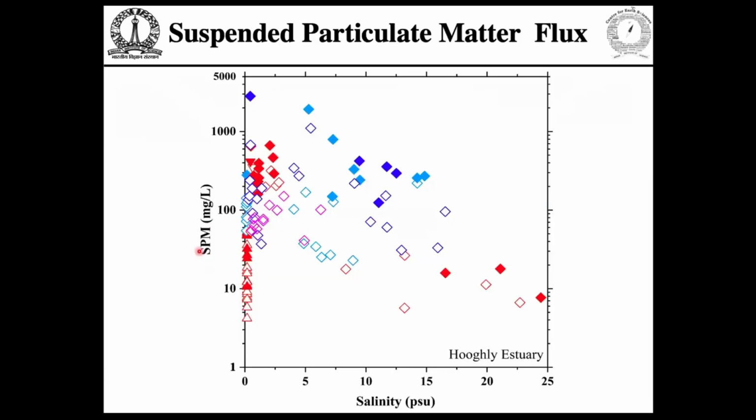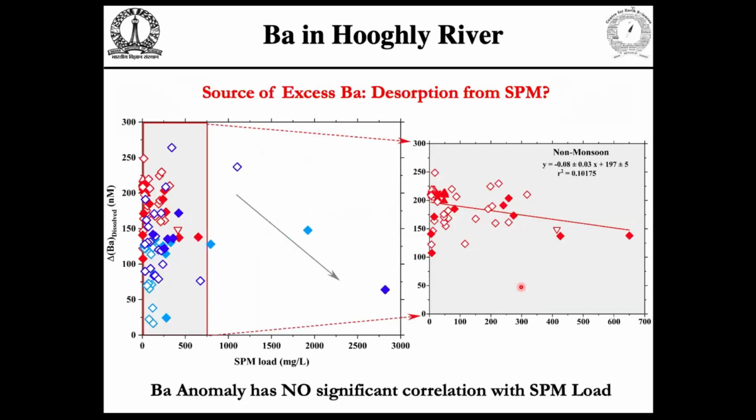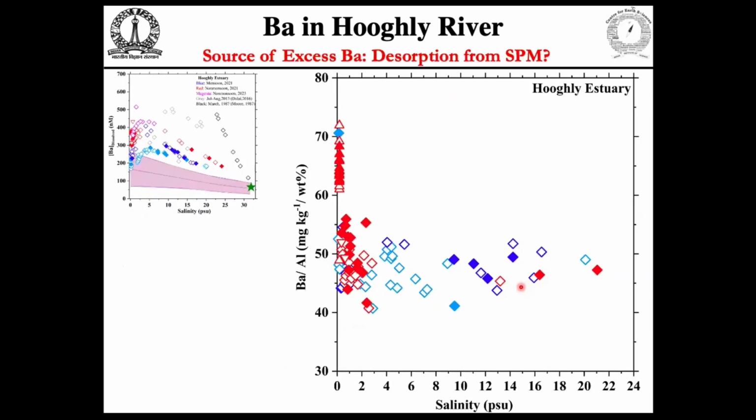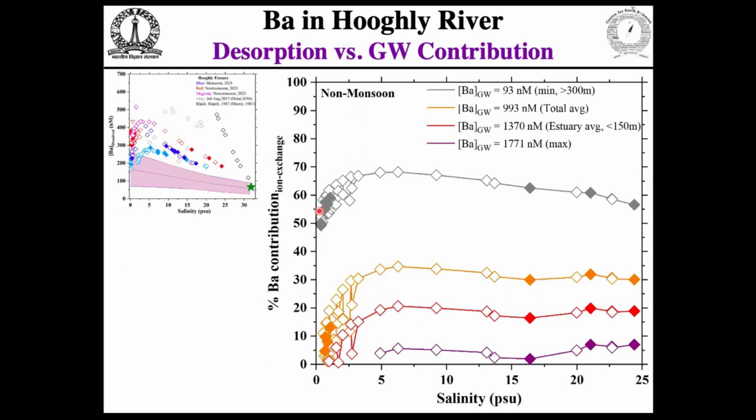Let's see whether that works. So this is the SPM maxima. We have already seen this graph, the amount of suspended particulate matter in the river across the two seasons. Given the barium concentration in the suspended particulate matter, in the exchangeable fraction of the suspended particulate matter, could we account for this excess barium? Then it should also account for the excess calcium. But the barium anomaly that we observe in the river has no correlation with the amount of suspended matter present in the river. And from that perspective, if we have the barium anomaly, this is the mixing line, this is the elevated concentration. And if we look at the barium to aluminium ratio in weight percentage, we observe that in the lower salinity region, we have extremely high barium to aluminium ratios. But this exchange of barium cannot account for it.